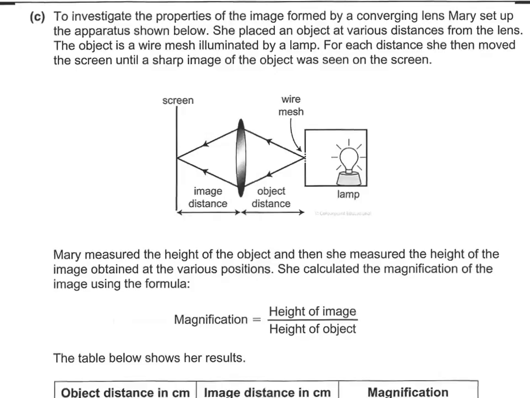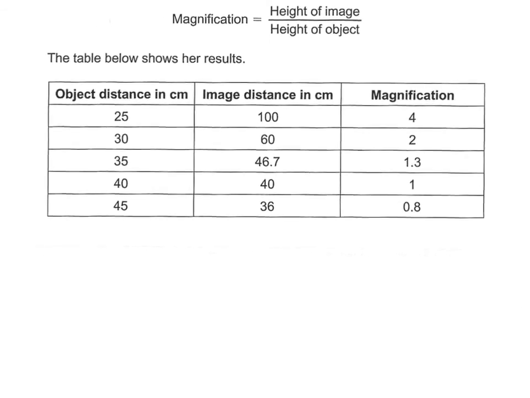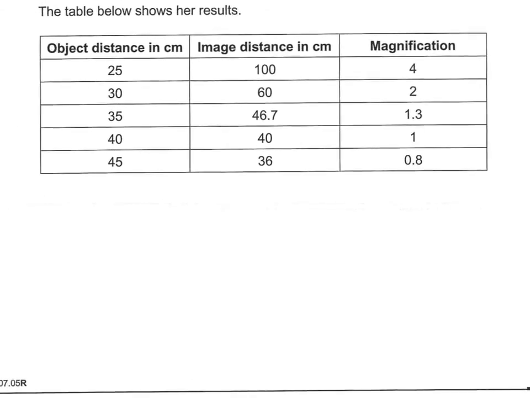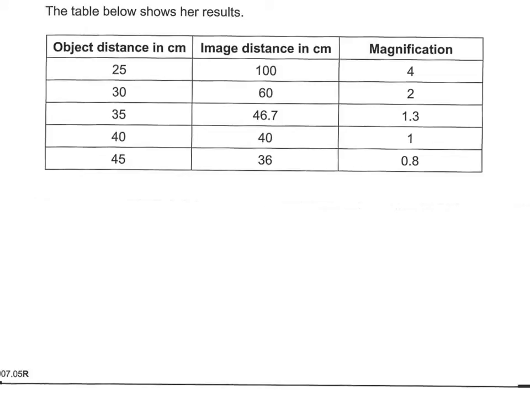For each distance, she then moved the screen until a sharp image of the object was seen on the screen. Mary measured the height of the object, and then she measured the height of the image obtained at various positions. She calculated the magnification of the image using the formula magnification equals height of image over height of object. And the table below shows her results. So you've got this table of object distances and image distances, and then the corresponding value of magnification, which she found by measuring the heights of the object and image.